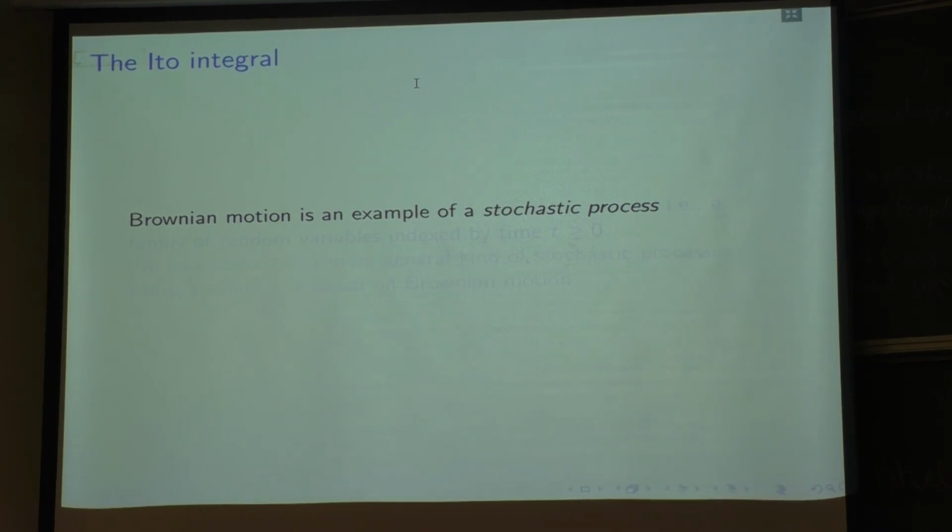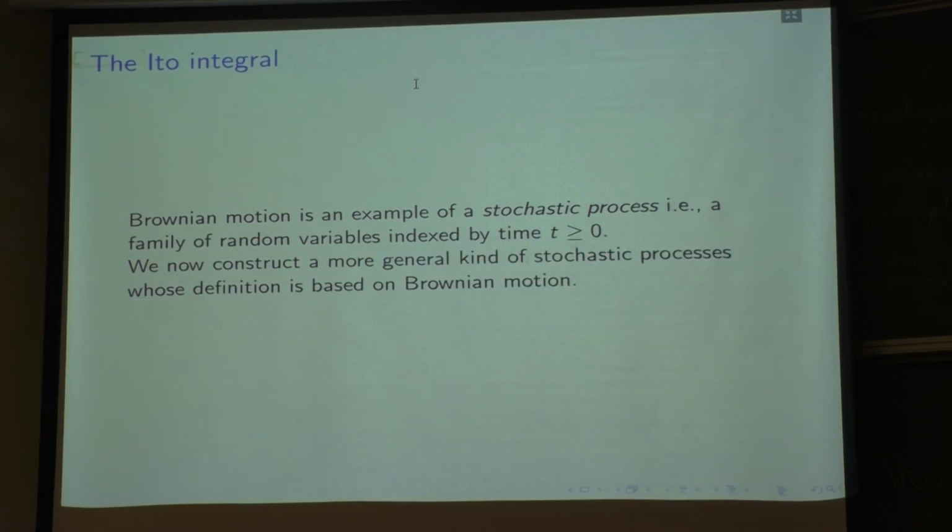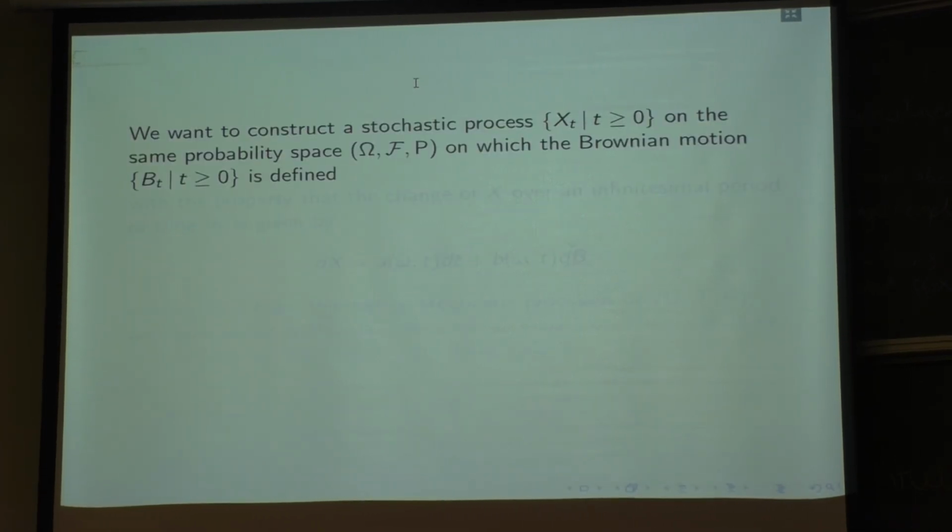But then we said we're going to take Brownian motion and use it to construct something else. So we start with this family, the stochastic process, which is Brownian motion. We want to construct new families of stochastic processes. And the way we did it is by defining the Ito integral. So what is the Ito integral? I'm going to give you the bottom line instead of taking you through the construction.